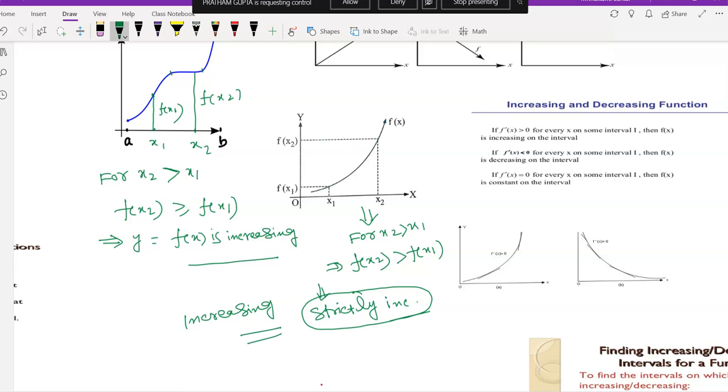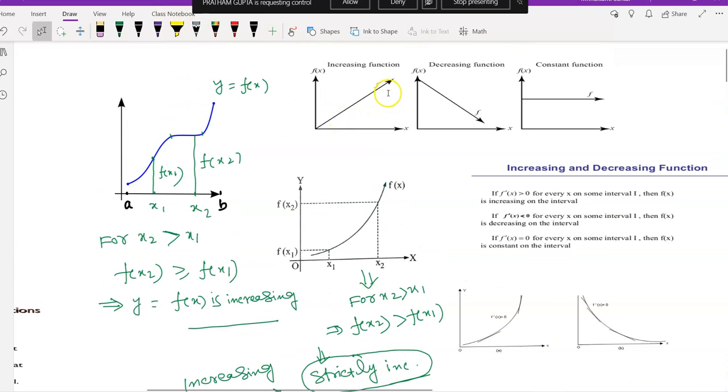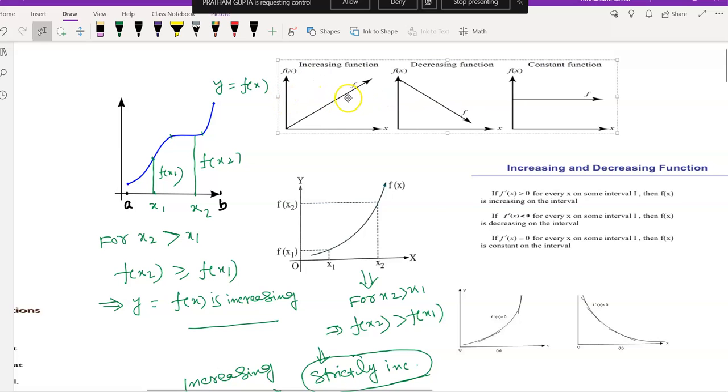Increasing implies it is strictly increasing, not non-decreasing. So the equal-to part we will never consider. Okay. Now strictly increasing, I can find more examples for you. For this function, you can see here in the graph that this one is strictly increasing because as the value of x goes on increasing, the value of y also goes on increasing.